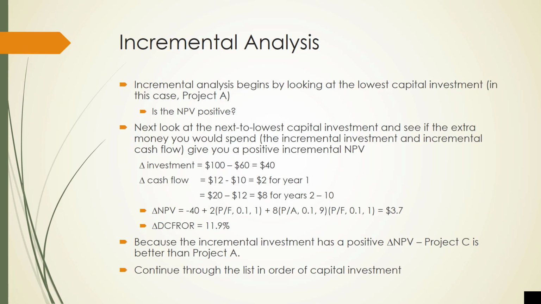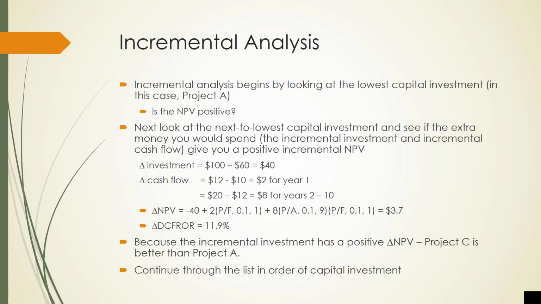If I had chosen to use rate of return, I get 11.9%. That's greater than 10%. So again, I'm happy with this as my choice. So Project C looks like it's better than Project A. And then I should go on through the list.